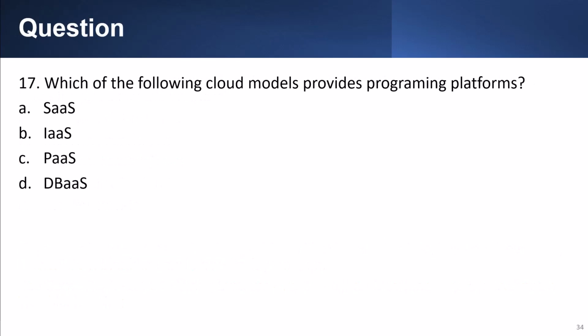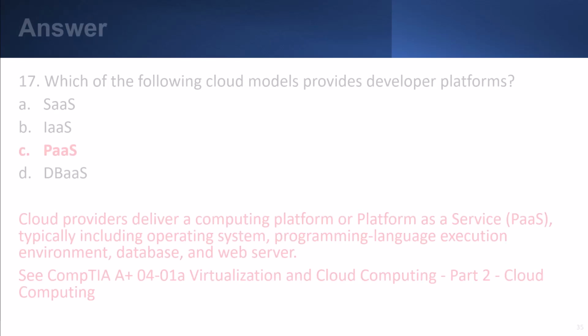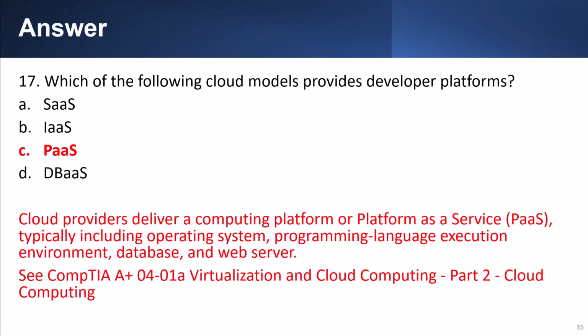Question 17. Which of the following cloud models provides programming platforms? Answer: PaaS. Cloud providers deliver a computing platform, or platform as a service, or PaaS, typically including operating systems, programming language execution environments, databases, and web servers.